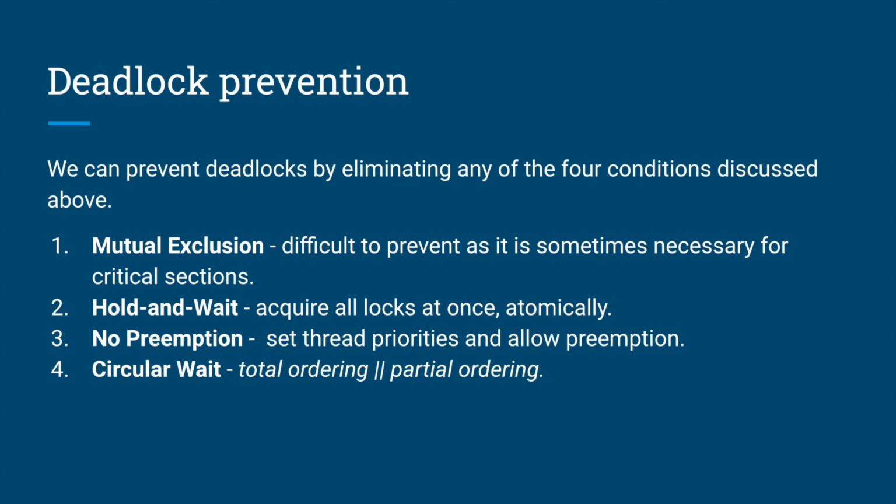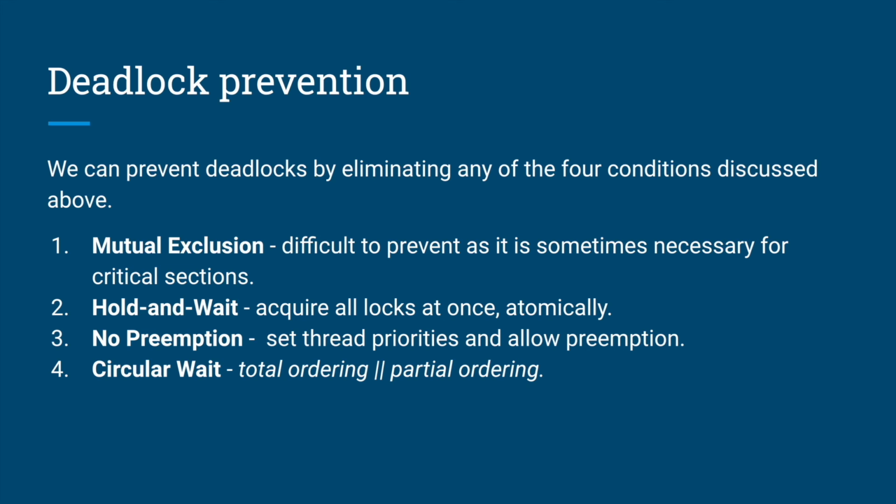No preemption. We can prevent no preemption by setting priorities to threads and allowing preemption. We can prevent circular wait by introducing total ordering or partial ordering. And total ordering states that we can set the order in which locks get acquired.